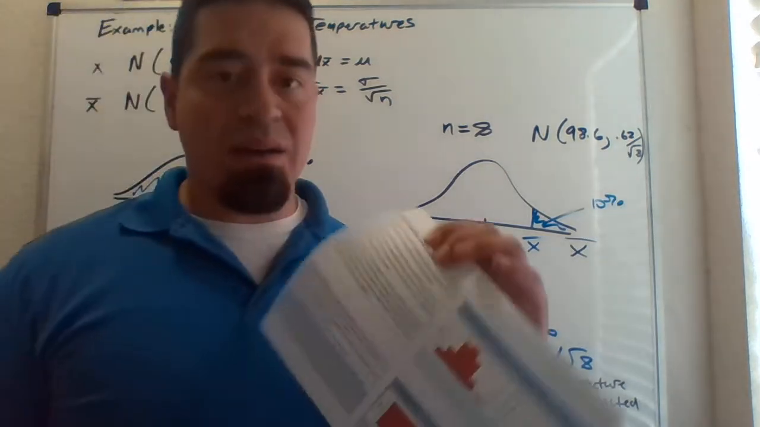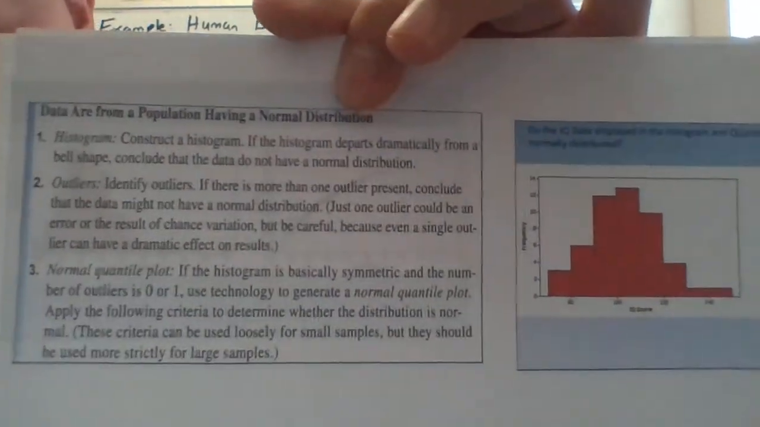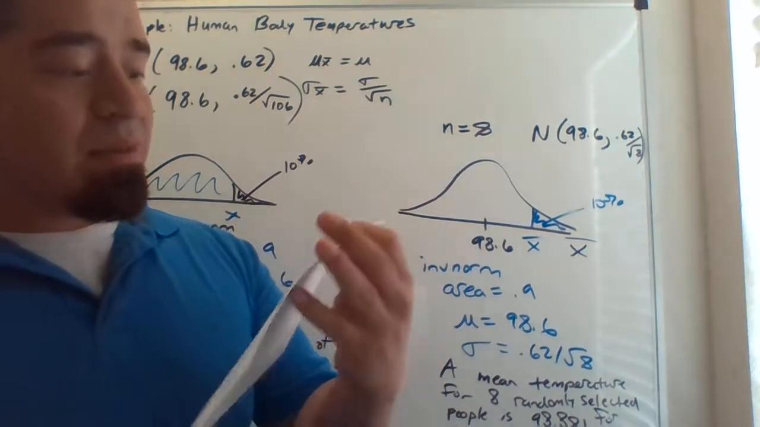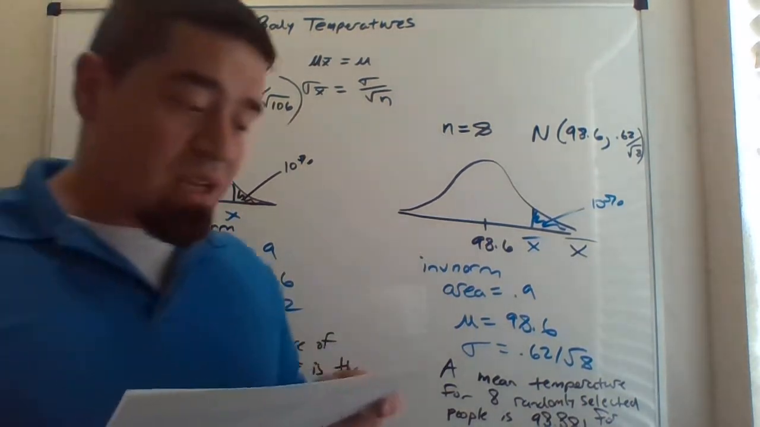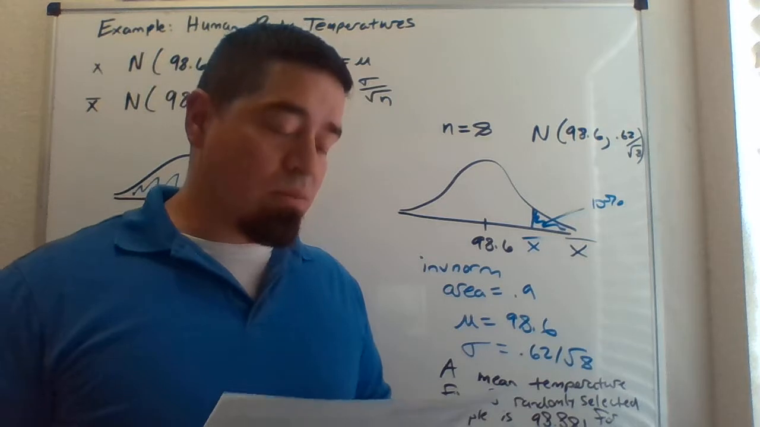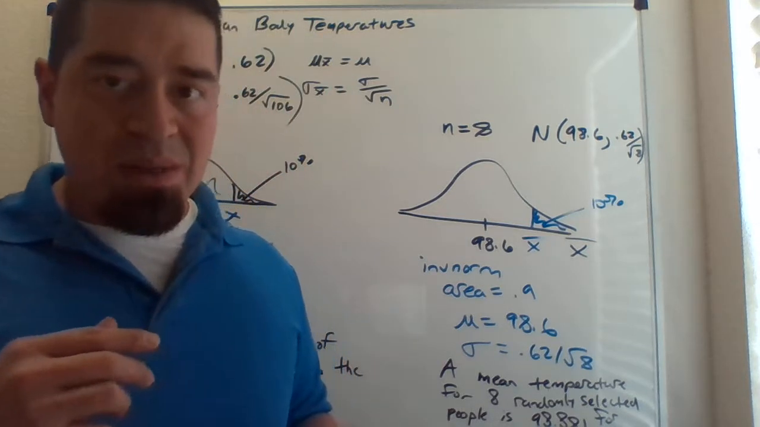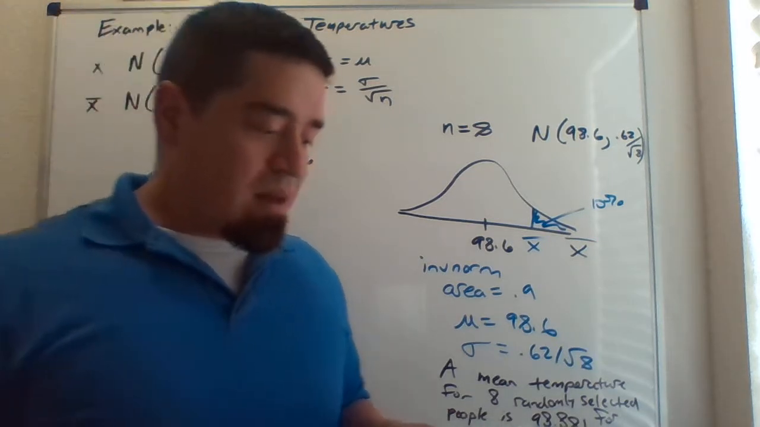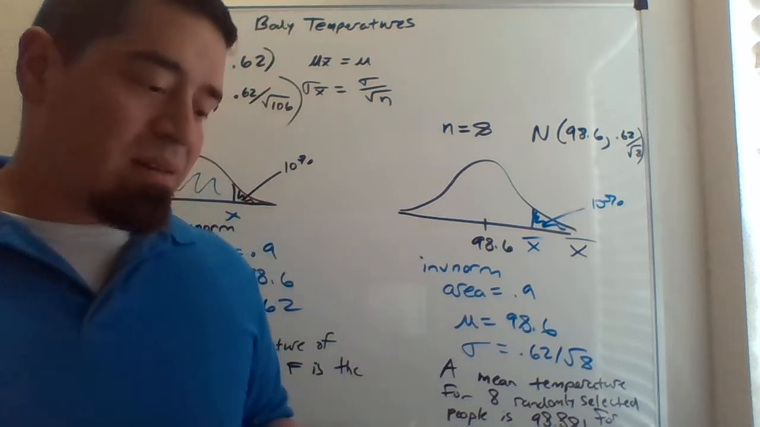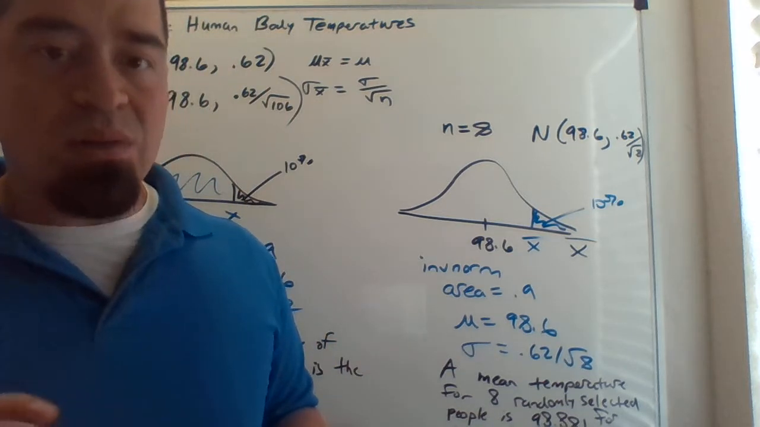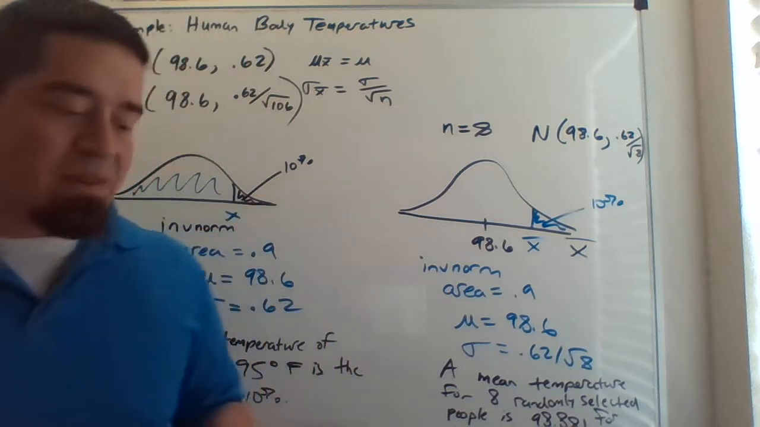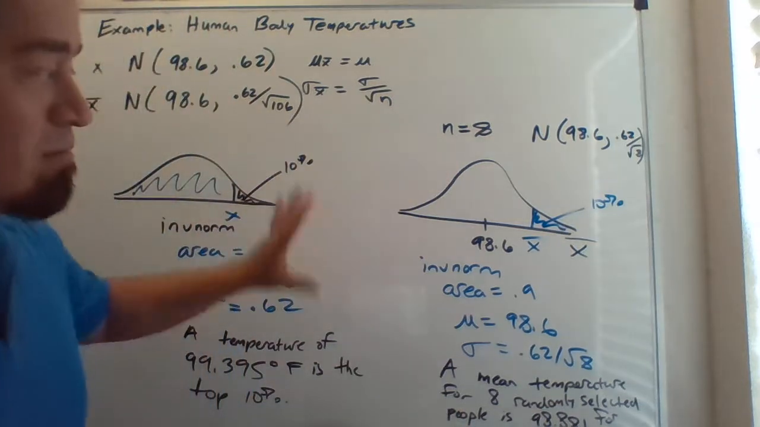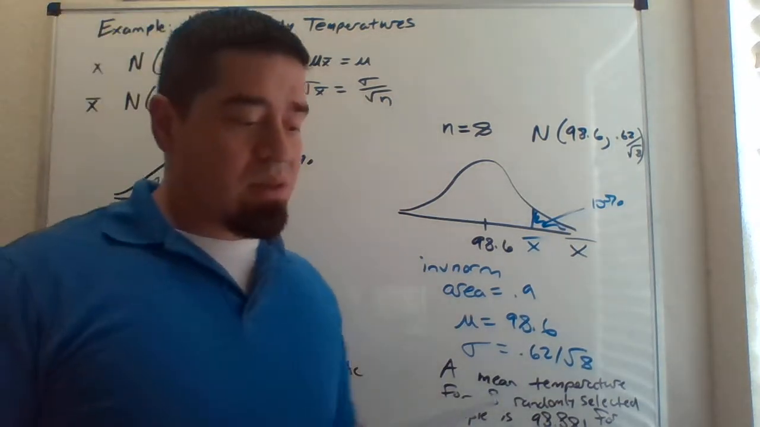Starting with this next slide, which you'll notice the first bullet says histograms, the construction of a histogram. If the histogram departs dramatically from a bell shape, conclude that the data do not have normal distribution, which is what we've done up until now. We look at it, does it appear normal? Okay, we'll call it normally distributed. So that's still a method. We're still going to use that. We kind of want to use all three, have a preponderance of evidence to conclude that it's normally distributed, because it allows us to do some of these other things that we have done in other chapters.